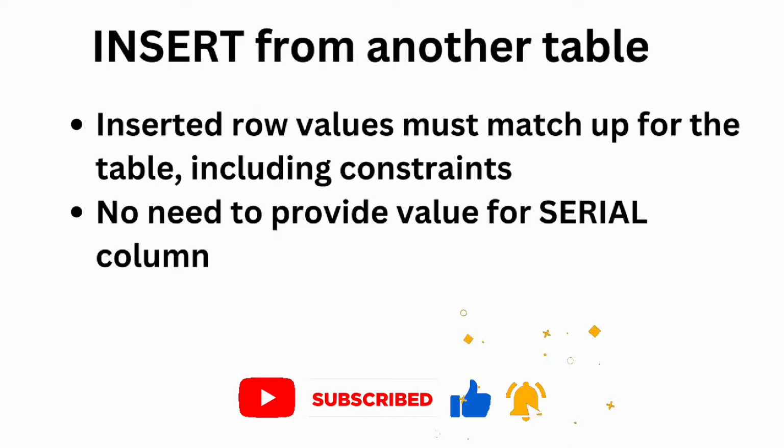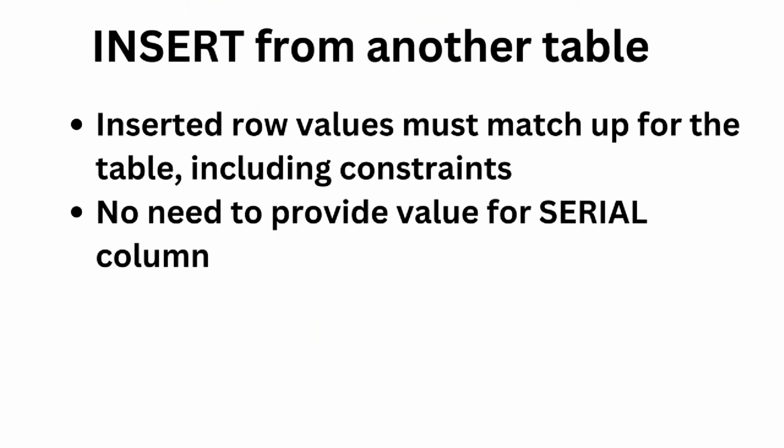If you're grabbing information from another table and inserting it into your table that you're currently using, then you must make sure that those actual columns also match up for things like data type. Another thing to keep in mind is that the serial columns, especially for those primary keys, they actually do not need to be provided a value. Recall that serial is a sequence, so it's going to automatically update the next available integer for that row. Okay, let's go ahead and actually work through some syntax examples using pgAdmin.